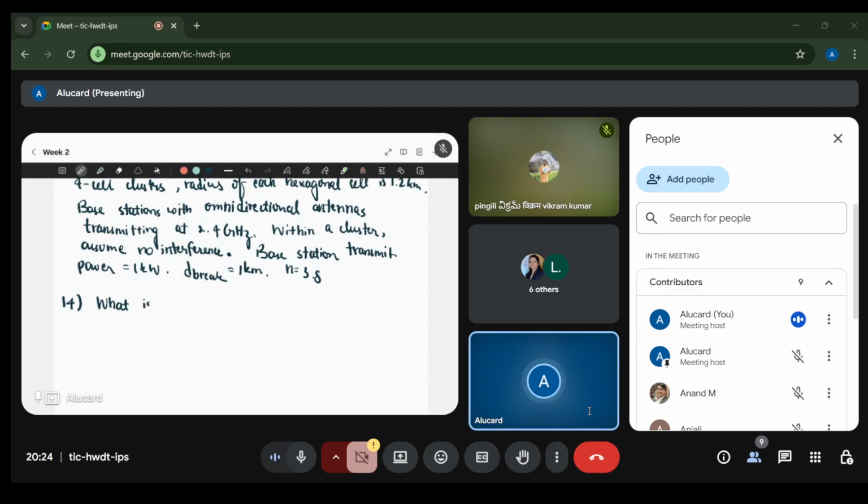14, what is the co-channel reuse ratio of the network?